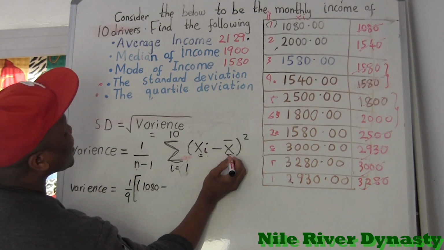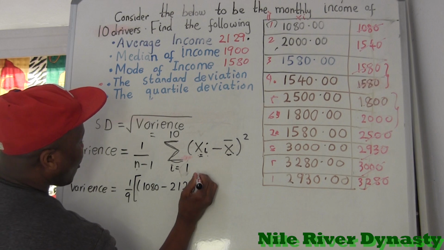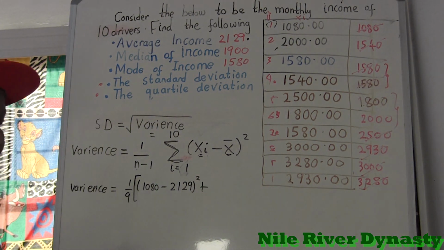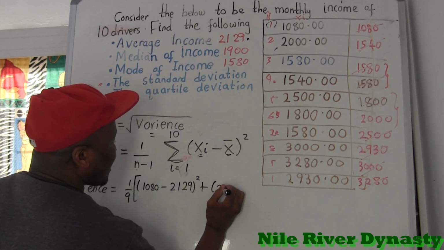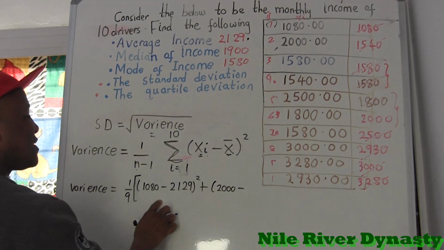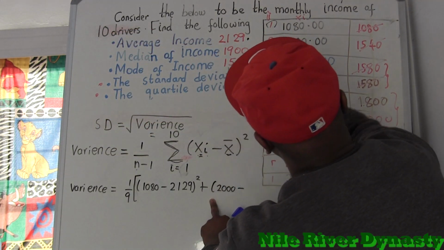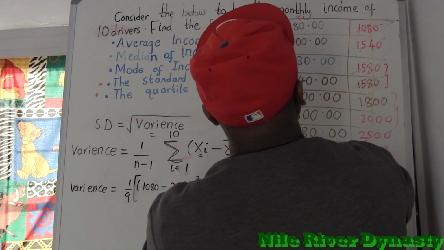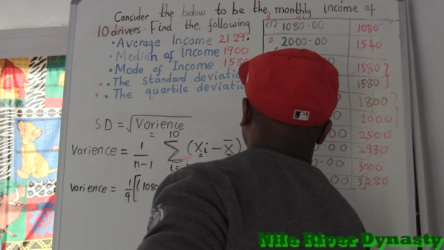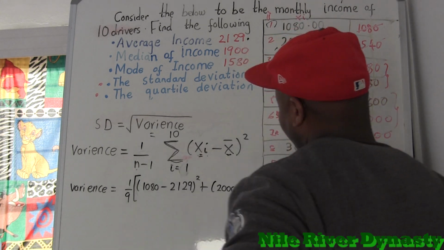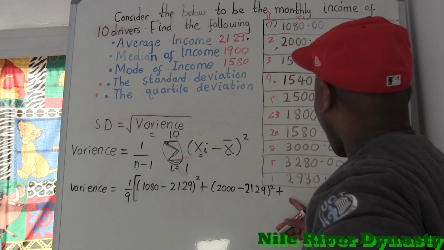What is the mean? The mean is 2129. And then we square. Now we go until we finish all of them. For the second one, it's going to be 2000. So this is 2000, and then we minus our mean. Each one means x1, x2, xi. Our mean is going to be the same, 2129, and then we square and then we plus. Why do we plus? Because this means sum.